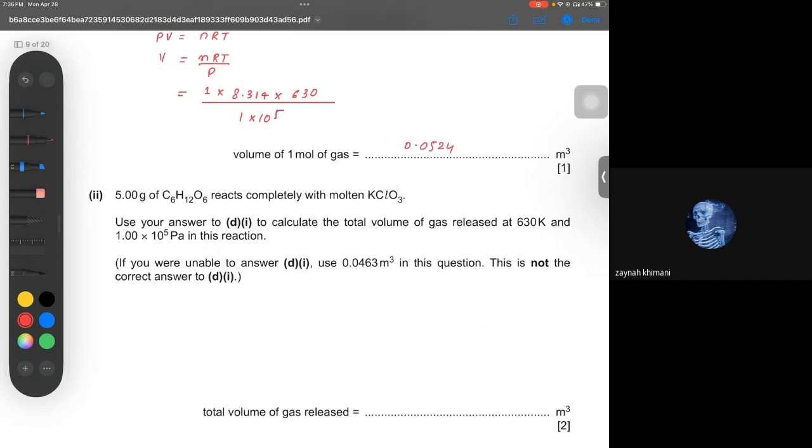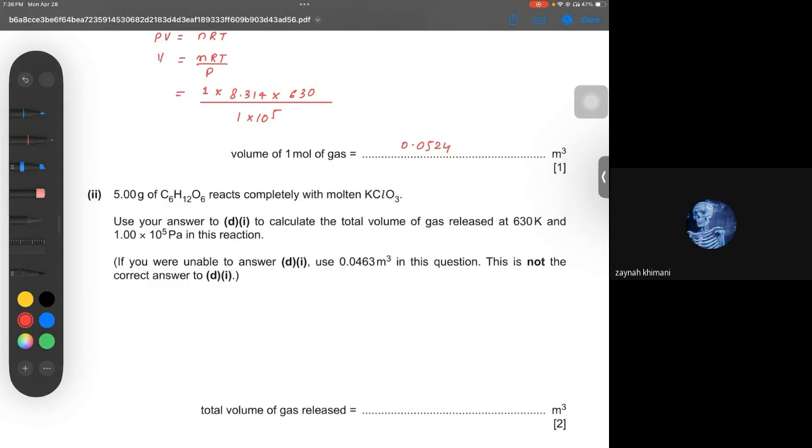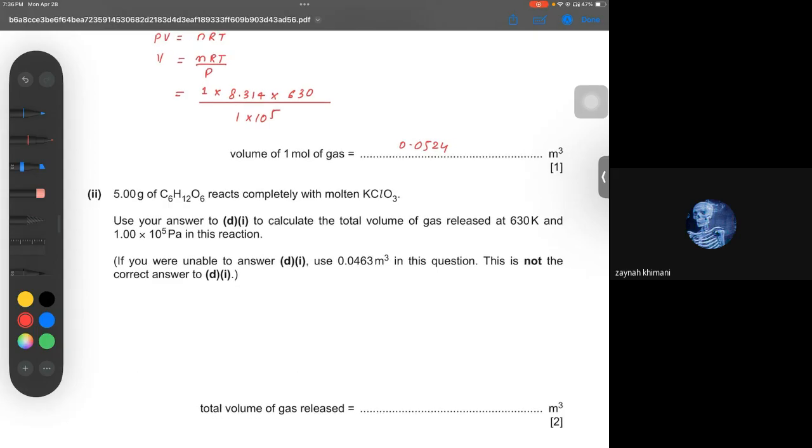Then they are saying 5 grams of glucose reacts completely with molten KClO3. Use your answer to D part 1 to calculate the total volume of gas released at 630 Kelvin at 1 exponent 5 Pascal in this reaction. So 5 grams of glucose. Use your answer to calculate total volume of gas released.